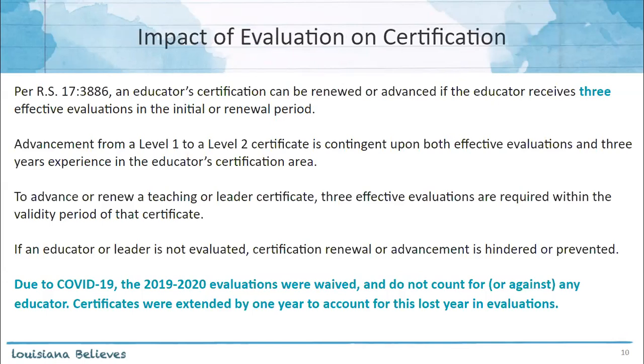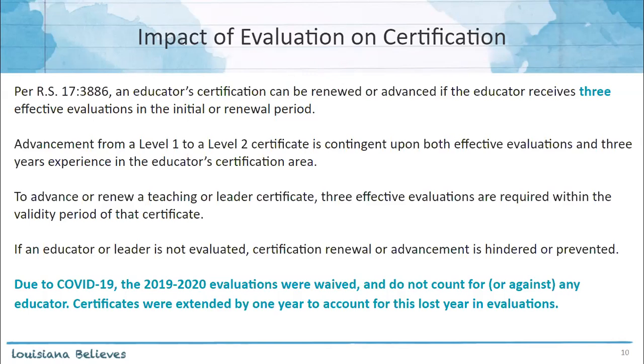There is quite an impact of evaluation on certification. Per law and policy, an educator's certification can be renewed or advanced if the educator receives 3 effective evaluations in the initial or renewal period. Advancement from a level 1 to a level 2 certificate is contingent upon both effective evaluations and 3 sequential years of experience in the educator's certification area.